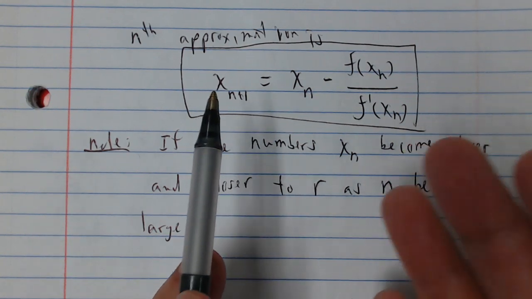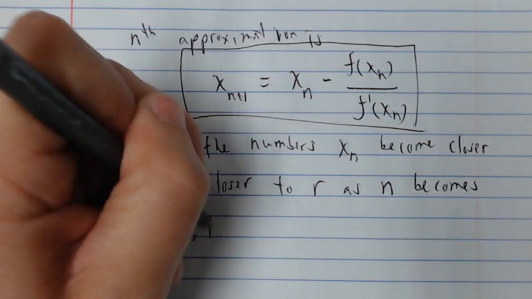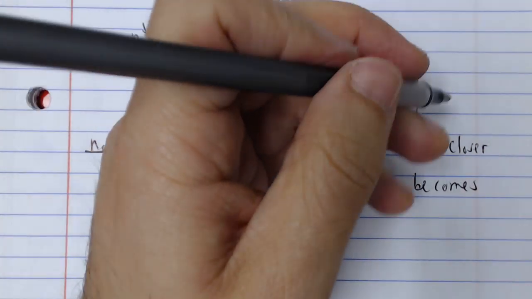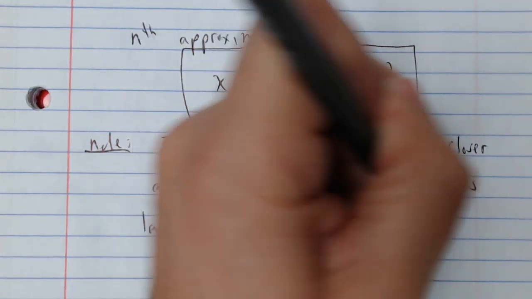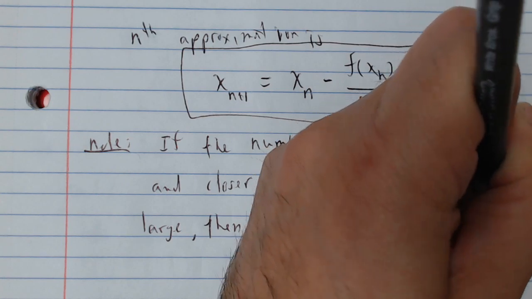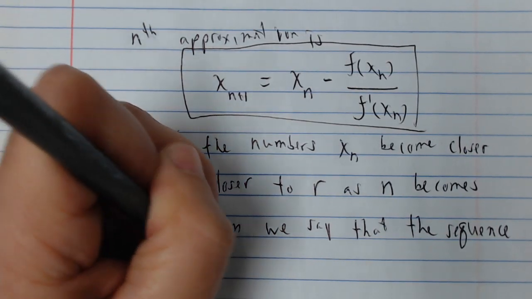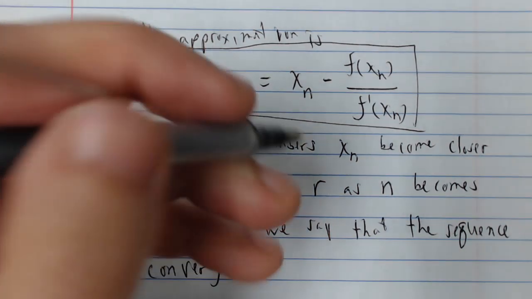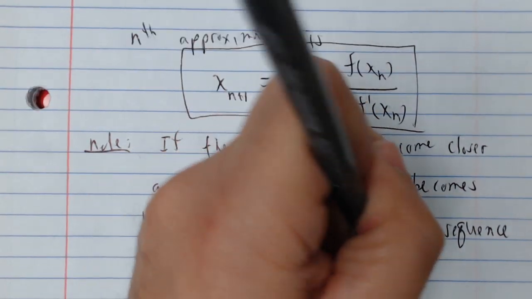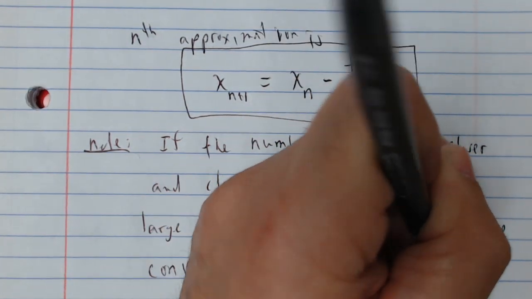N is something that you're looking at as it goes towards infinity. Then we say that the sequence converges to r, and the limit as n goes to infinity of x sub n equals r.